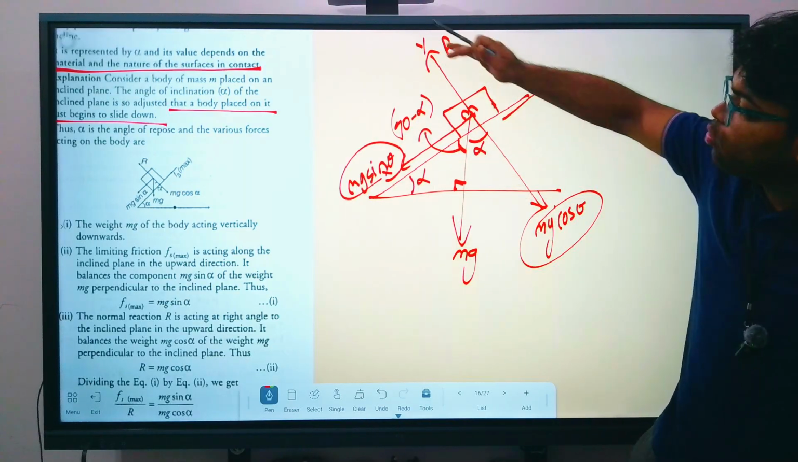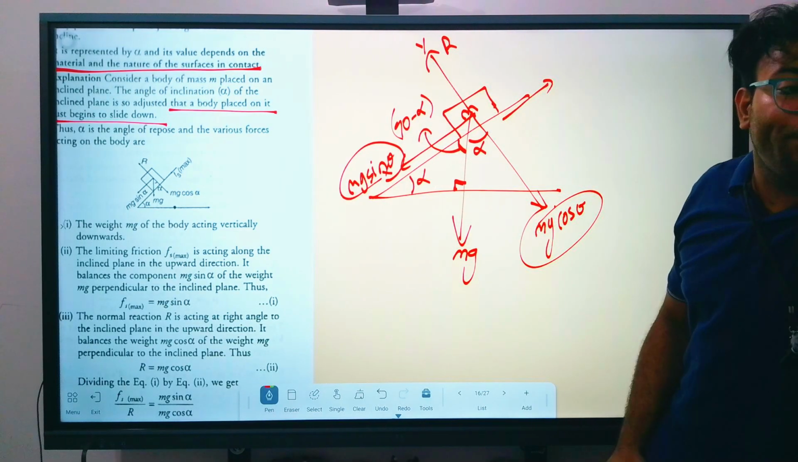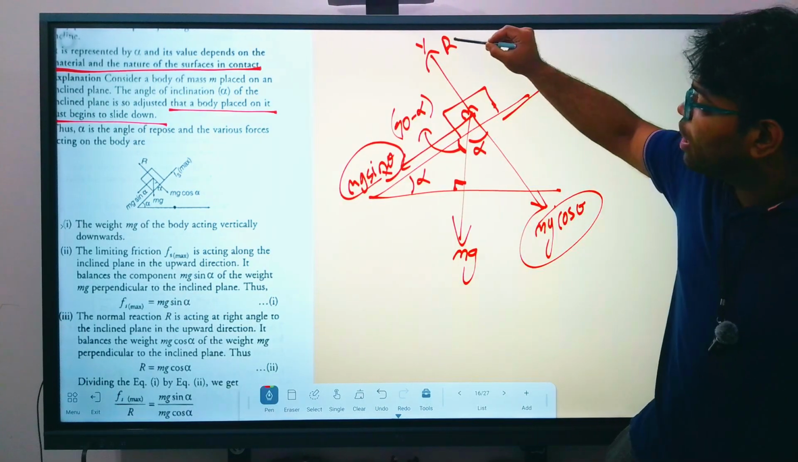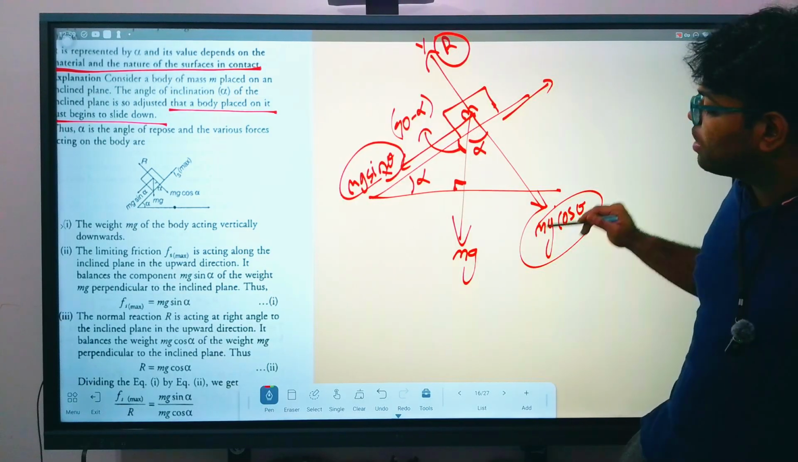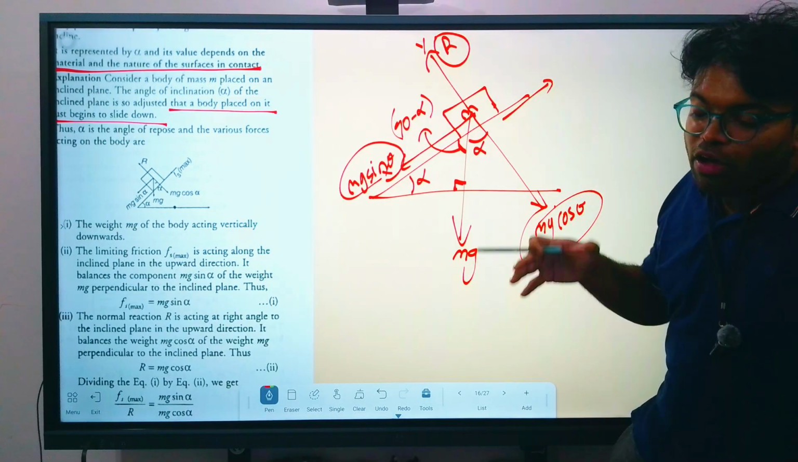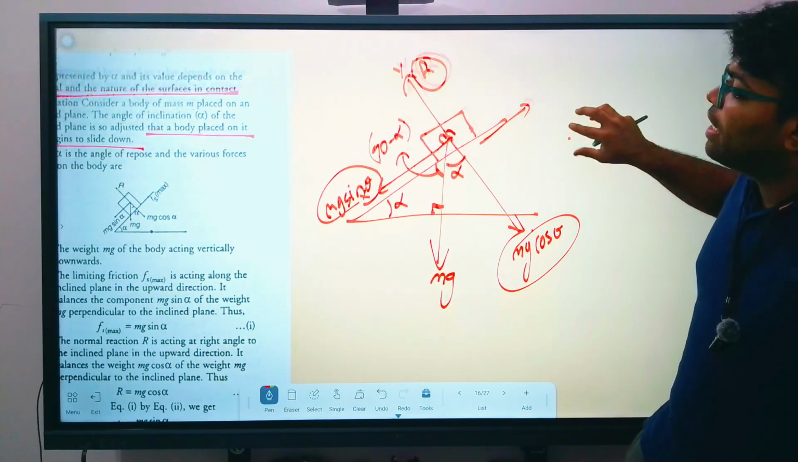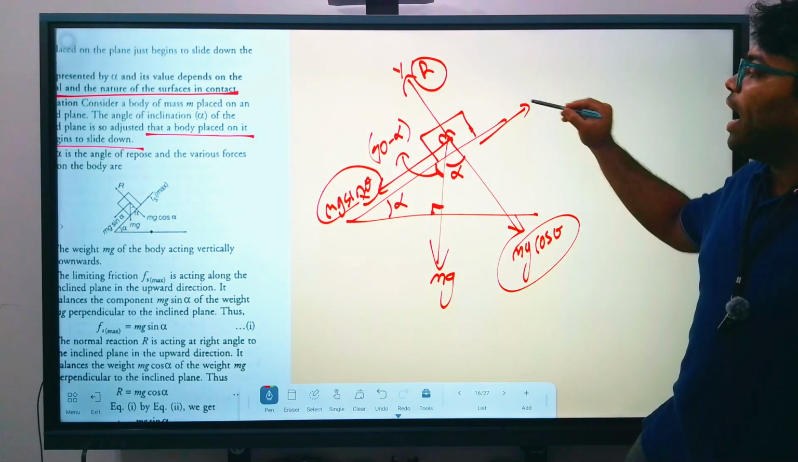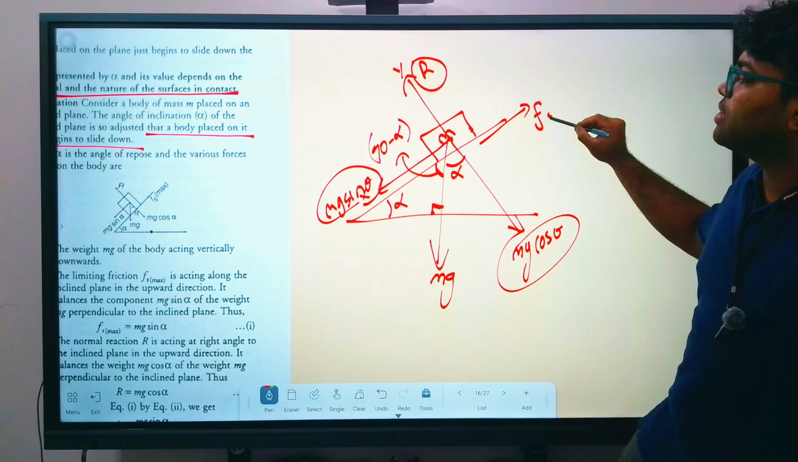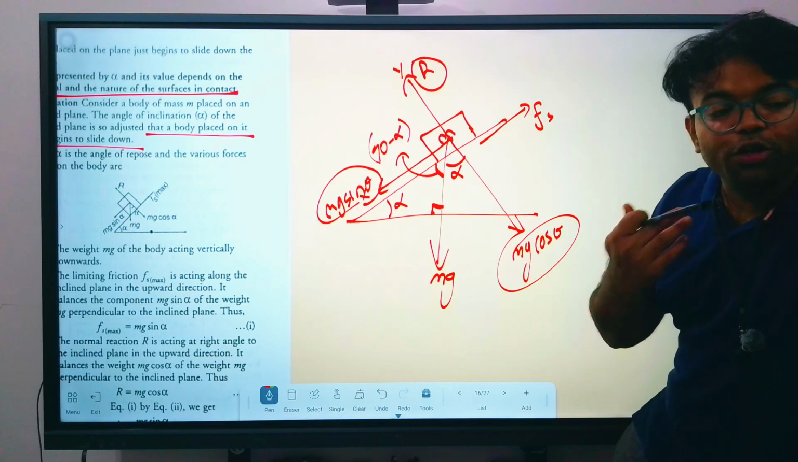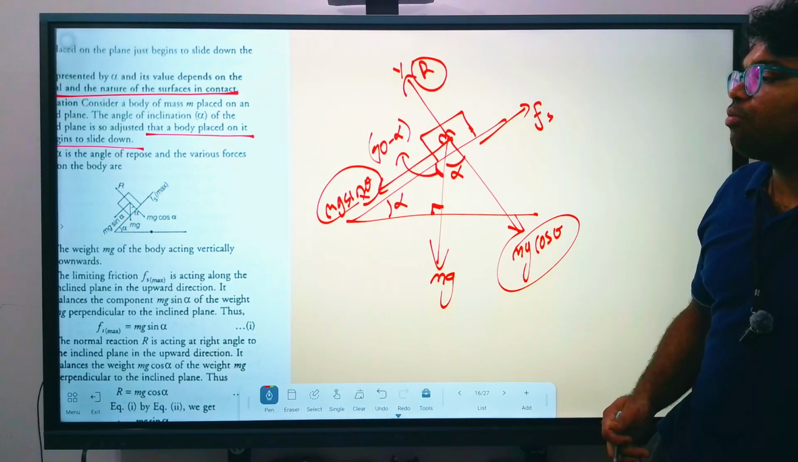Okay, because these two are what? These two are a pair of forces with the same magnitude but opposite direction. So therefore, this becomes the reactionary force. This becomes the actual force with which the object is being weighed down onto the surface. And if this is mg sine theta, then this will be Fs, the frictional force. Understood? Now, what do you observe from here?